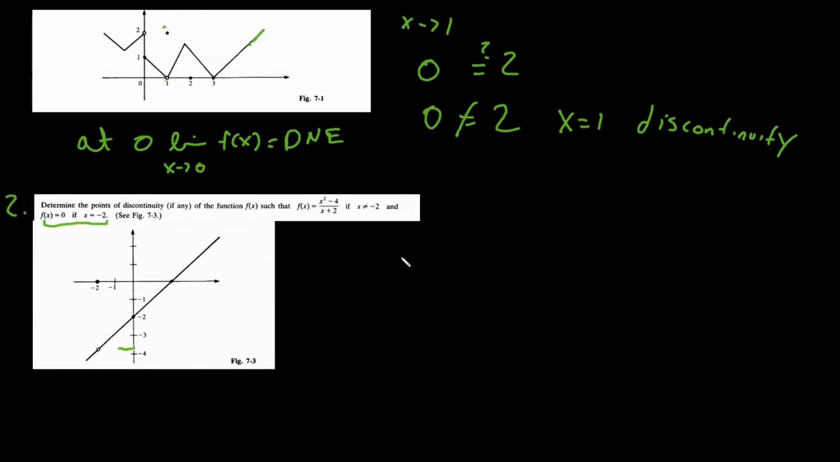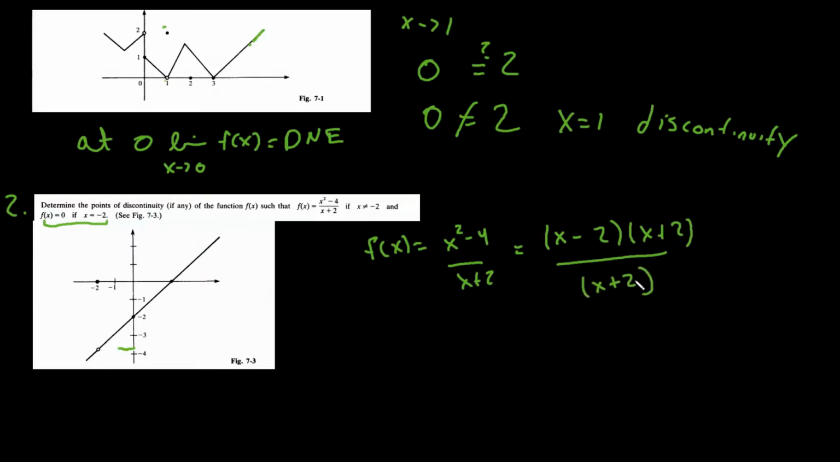So finding the answer, f of x is equal to x squared minus 4 over x plus 2. You see that this numerator factors out to x minus 2 times x plus 2, right? So that means we can cancel out the x plus 2's. So we're just left with x minus 2. That's our function, and we have to put the if x is not equal to negative 2. So this negative 2 here is our hot point to analyze.